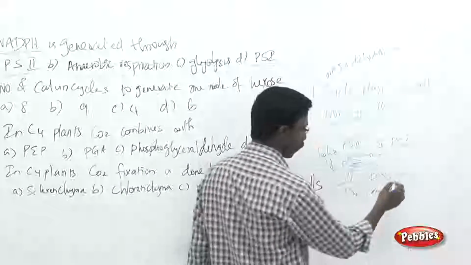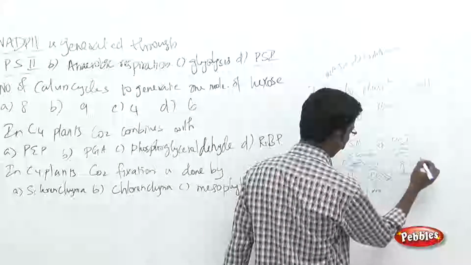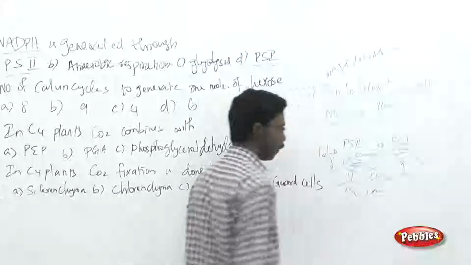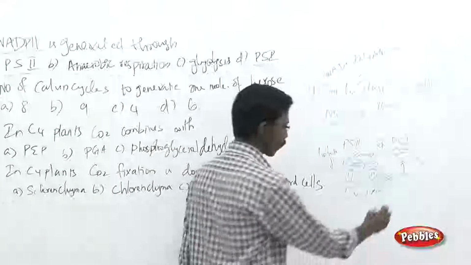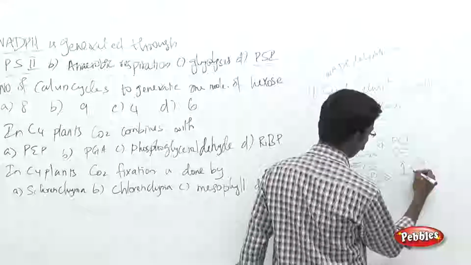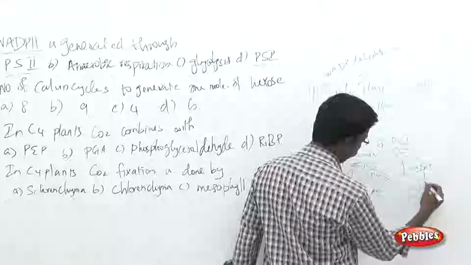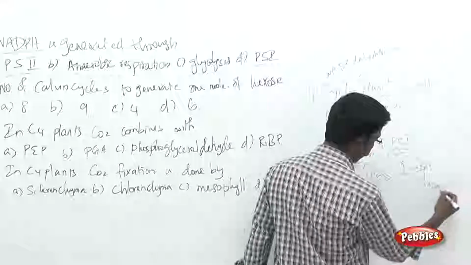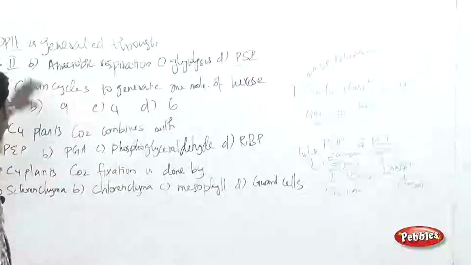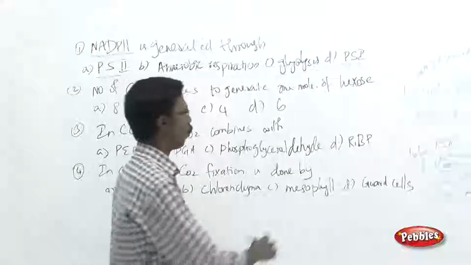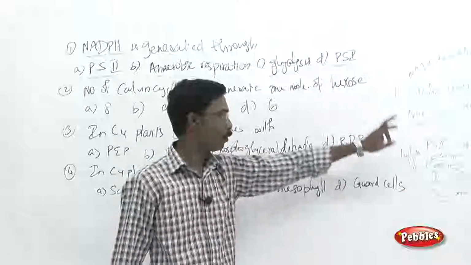In PS1, again the electrons are accepted by the electron acceptor, and the electrons accepted by the PS1 system will be transferred to the final acceptor molecule NADP plus, and it produces the NADPH molecule. So the answer here is PS1. Why? As I told you, only here does it produce the NADPH molecule.